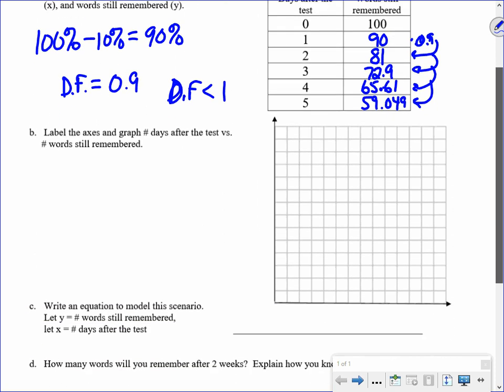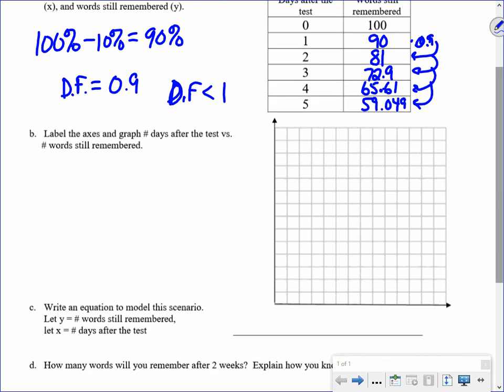Okay? So now that we have our table set, if I go ahead and label this 1, 2, and we only go to 5, but that's all right. And this axis here is days after test. And this here is words remembered. And we'll go up by 10 here.